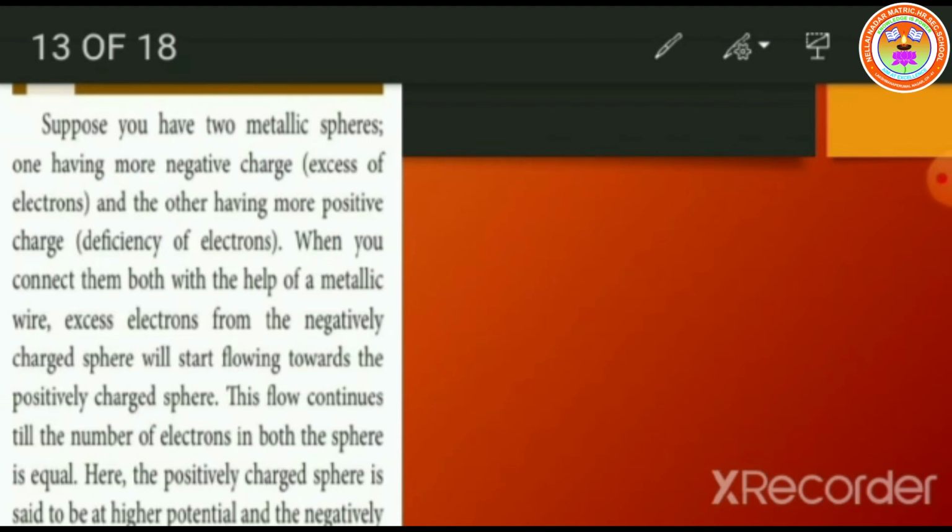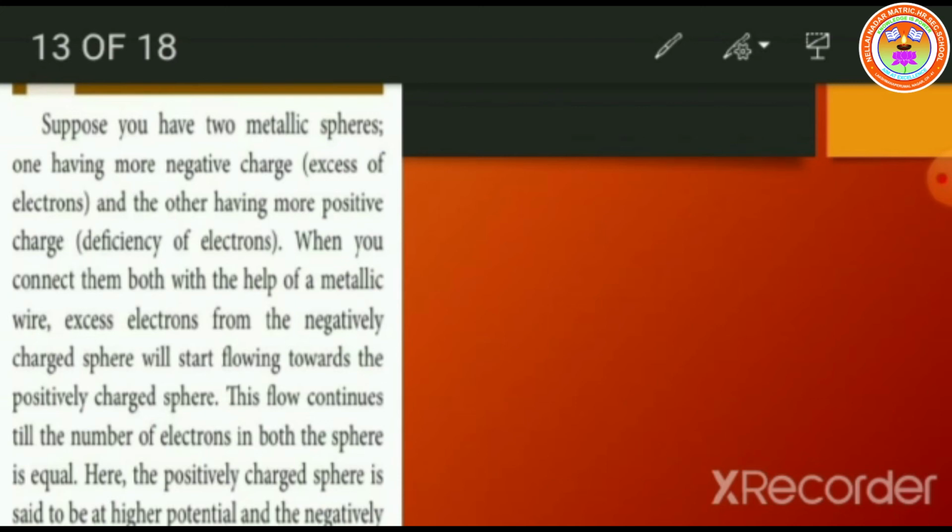When you connect them both with the help of a metallic wire, excess electrons from the negatively charged sphere will start flowing towards the positively charged sphere because unlike charges attract. This flow continues till the number of electrons in both the spheres is equal.